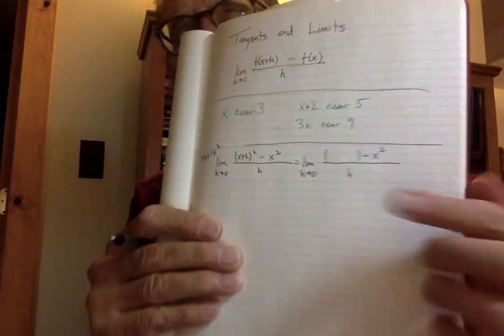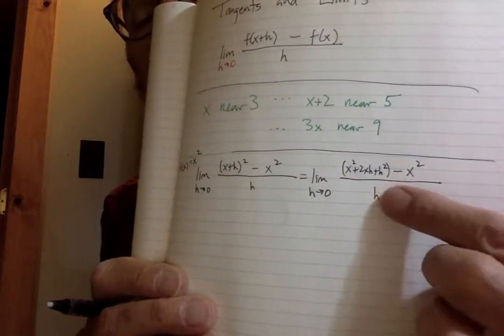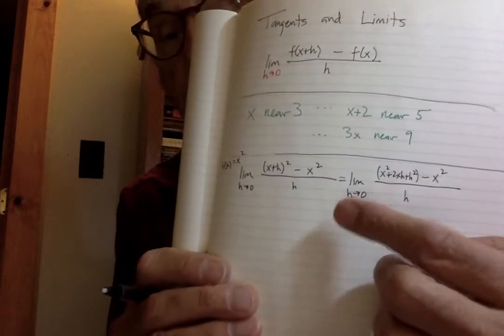So one thing is, do the parentheses first, and then the square of x plus h is x squared plus 2xh plus h squared. So that's just the standard squaring. I'm still worried about what the limit's going to be, so I'm still going to say I'm doing that. And I'm going to continue by simplifying the top of that fraction.